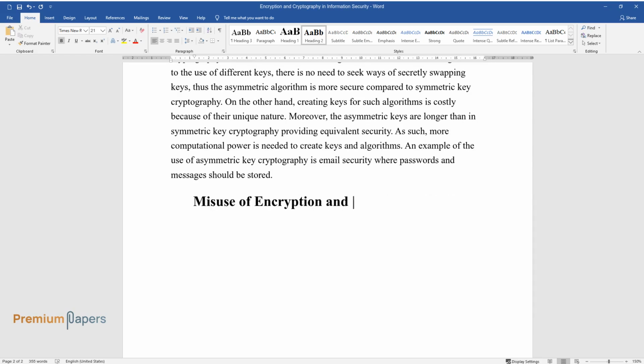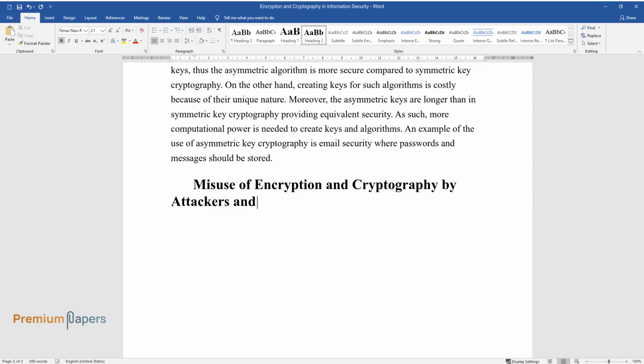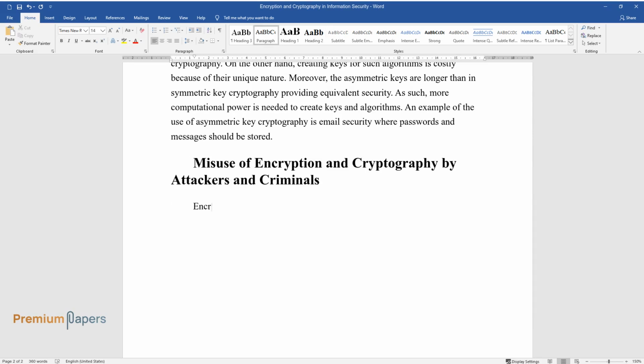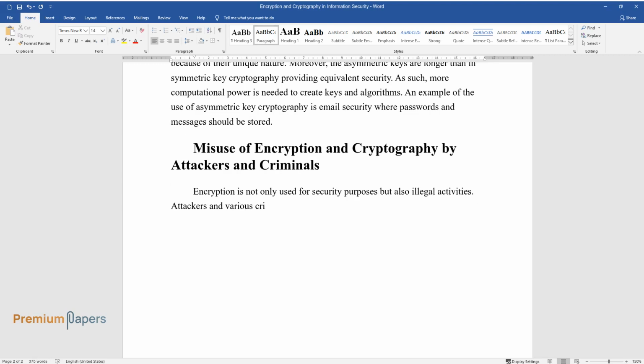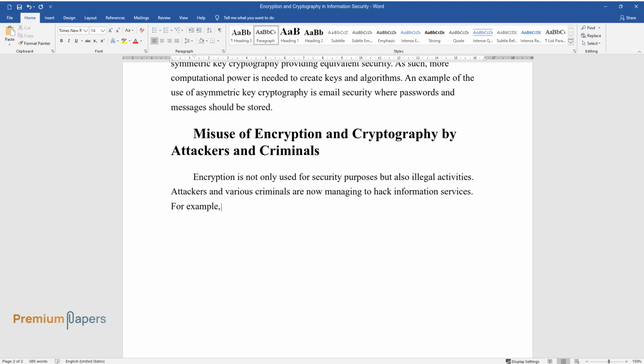Misuse of encryption and cryptography by attackers and criminals. Encryption is not only used for security purposes but also illegal activities. Attackers and various criminals are now managing to hack information services. For example, they may encrypt their messages to hide from the governmental structures.